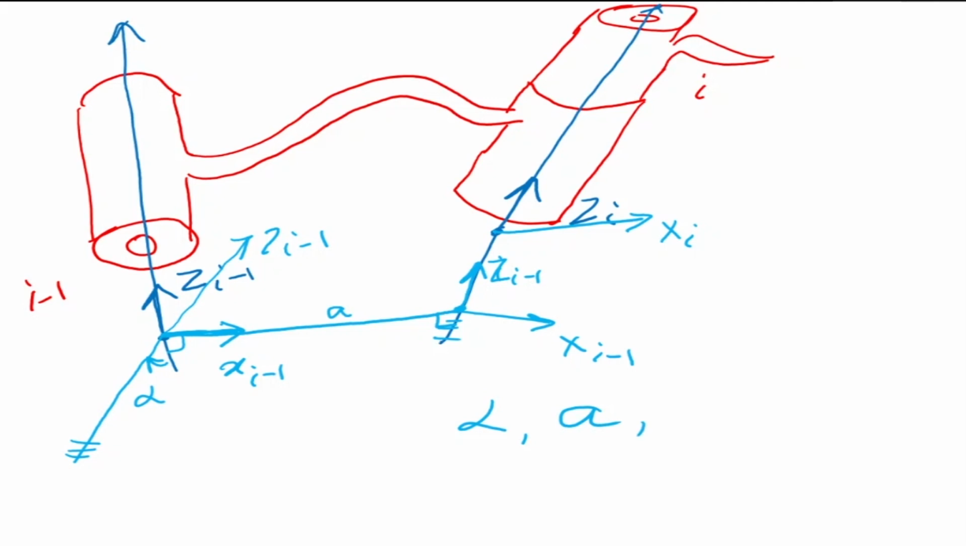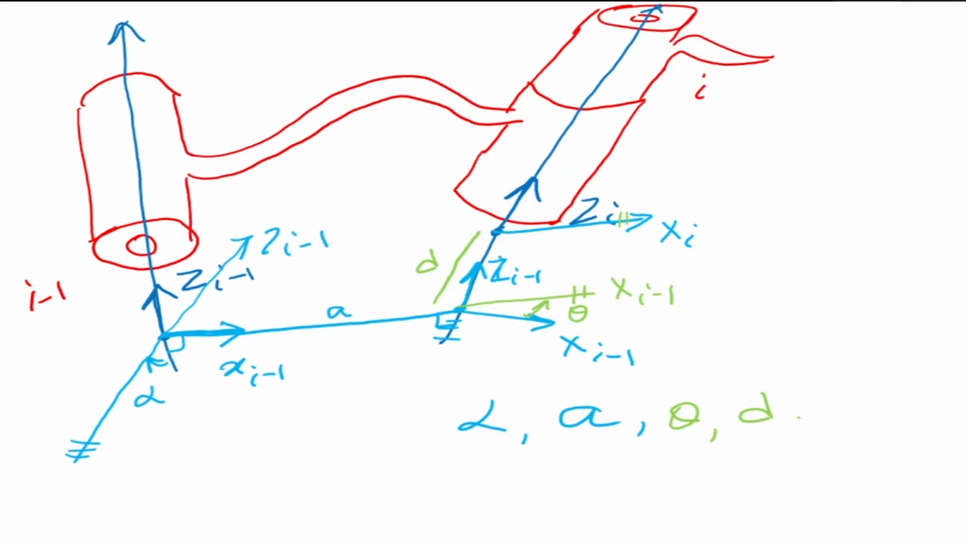Now we see that there is an angle between x_i-1 and x_i. So what I do next is I rotate by an angle theta. My x_i-1 comes here, and this becomes parallel to x_i. So that's my angle theta. The next transform is theta. Now there is a distance between the origins, so I move the origin up by a distance d, and this is my distance d.